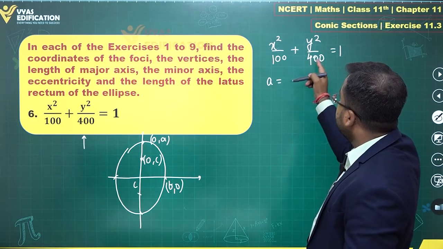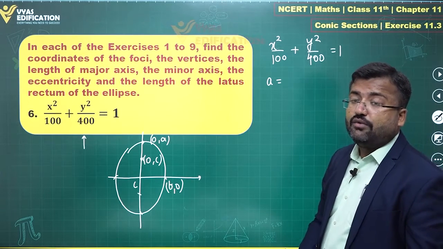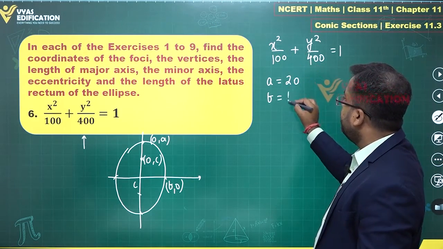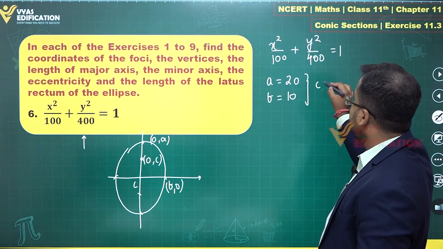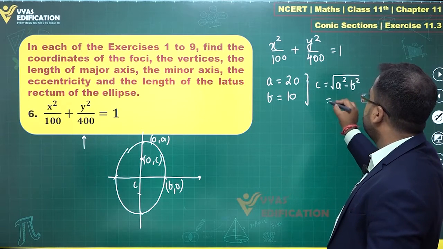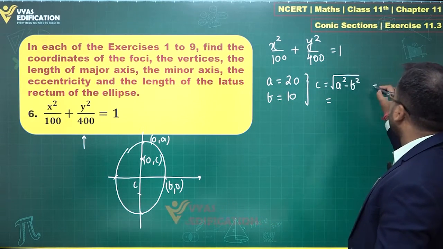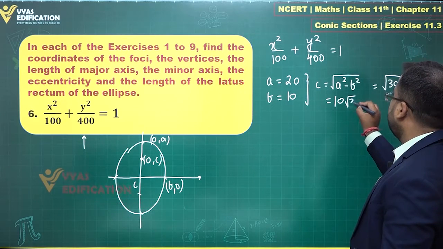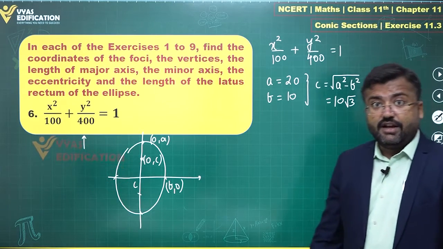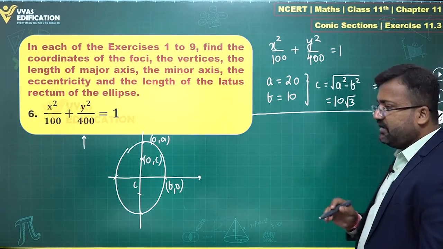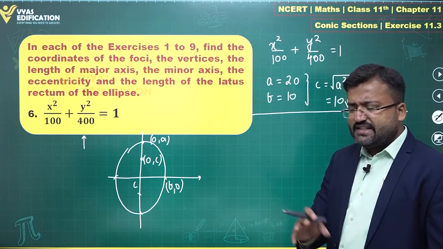A is the greater one, so that is square root of 400, which is 20. B is the square root of 100, which is 10. C is under root of a square minus b square, which is equal to 400 minus 100 under root of 300, which is 10 square root of 3. This is what you have, right? Yes. So on the basis of a, b and c, we can identify the coordinates of foci, vertices easily.